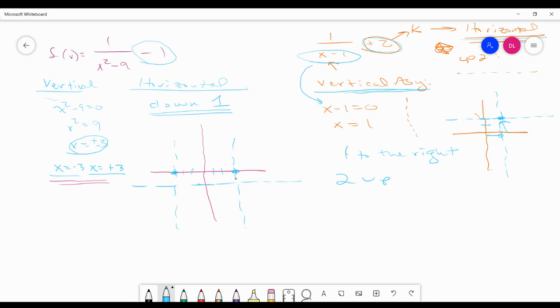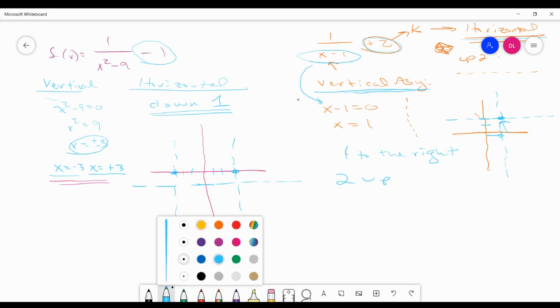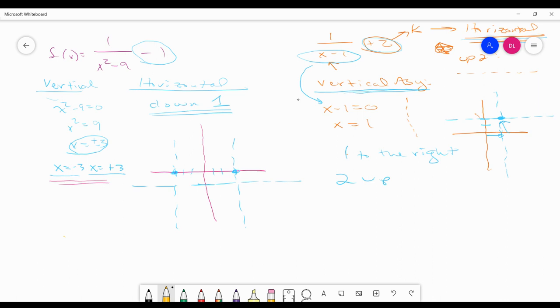All I need to do now is find my x-intercepts. And how do we find our x-intercepts? We set it equal to 0. So let's go back to the original. I'll do it in big choices here, yellow. So if I go back to the original, I get 1 over x squared minus 9 minus 1 equals 0.